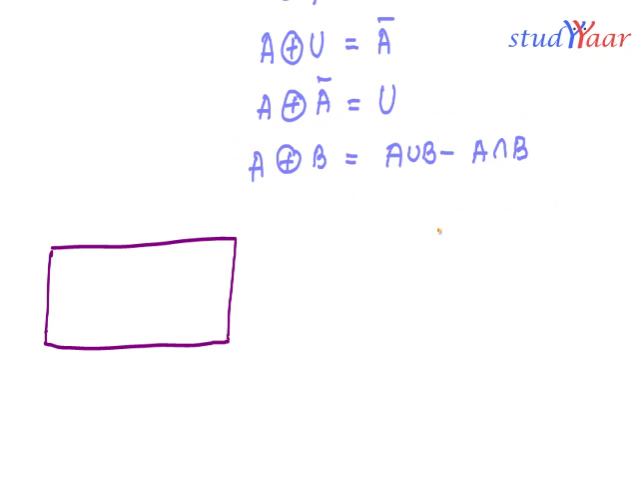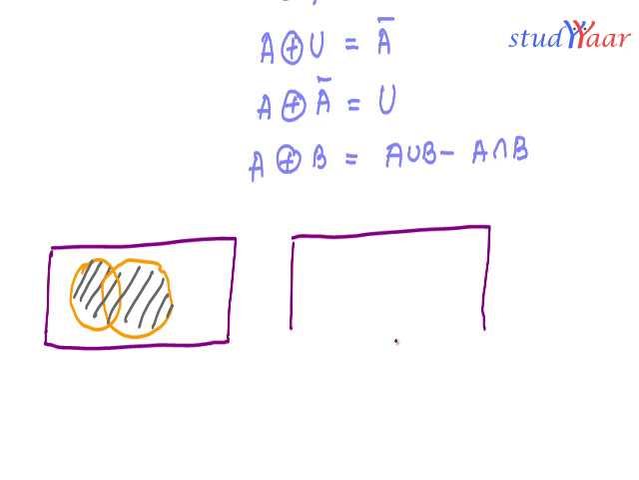So let us see what is A union B. If this is A and B, then A union B is going to be the entire thing. Now what is A intersection B? A intersection B is going to be something like this, right? This is my A intersection B.